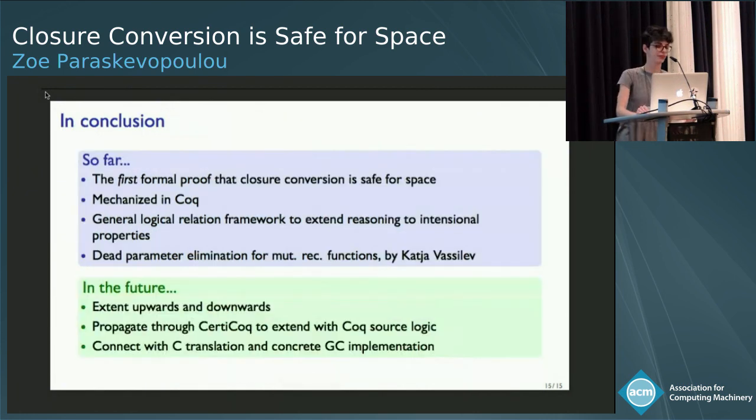So to sum up, we presented the first formal proof that closure conversion is safe for space. Our results are mechanized in Coq, and our transformation is part of the CertiCoq compiler, and we set up a general logical relation framework to extend reasoning to intensional properties.